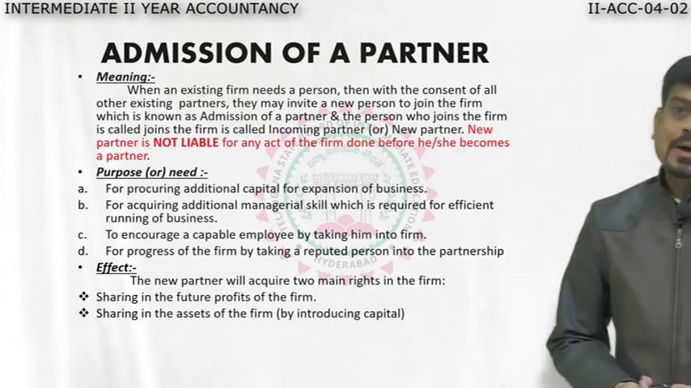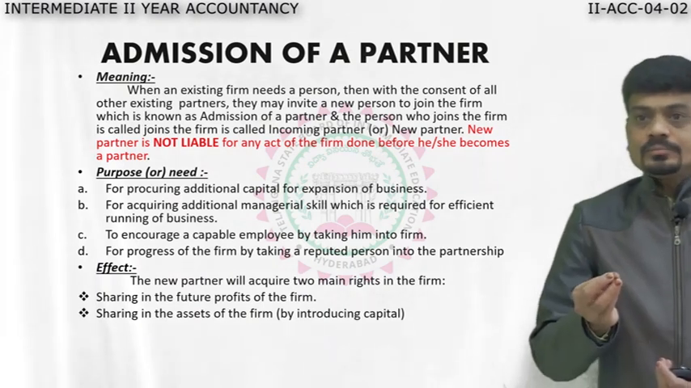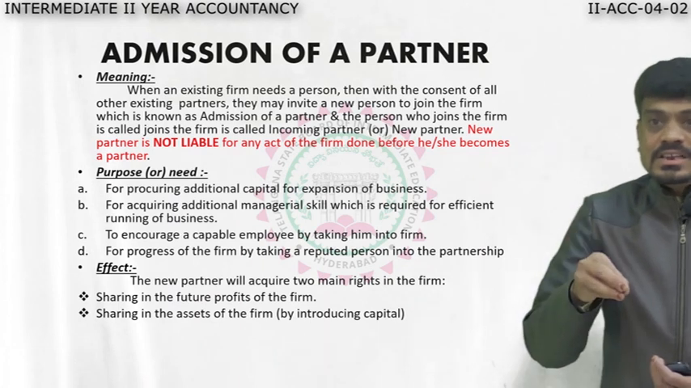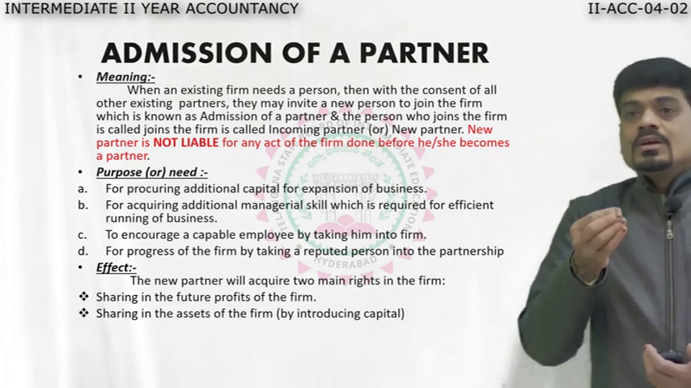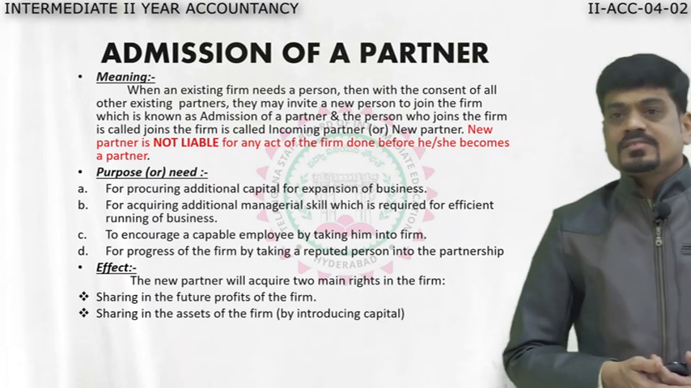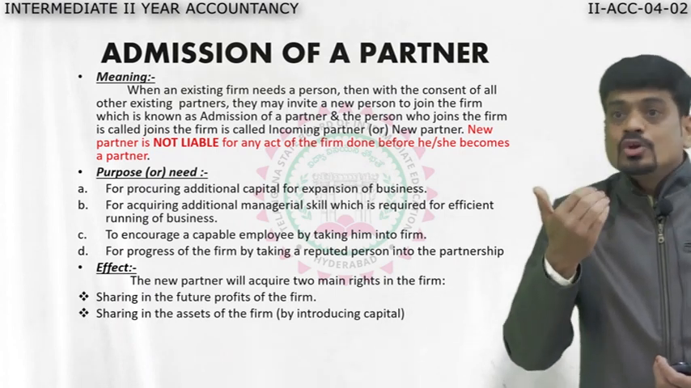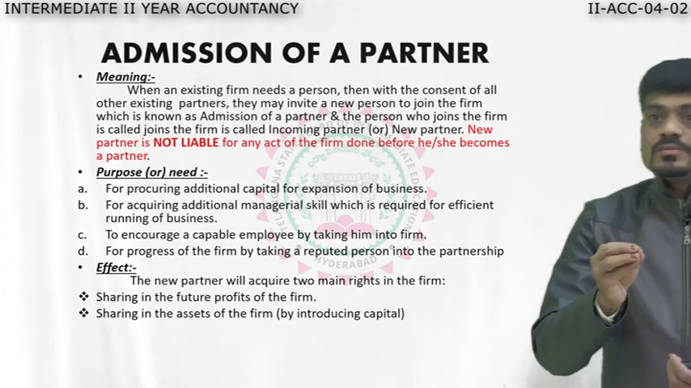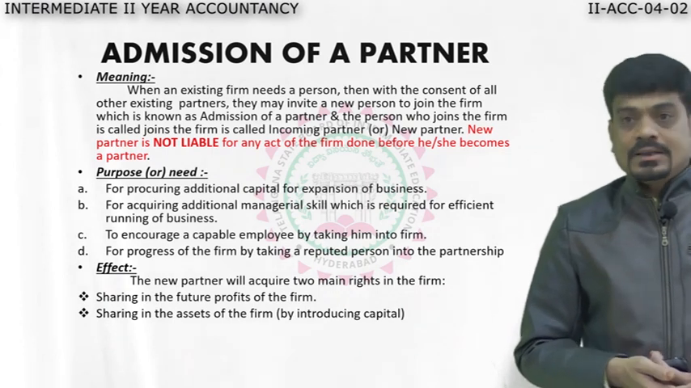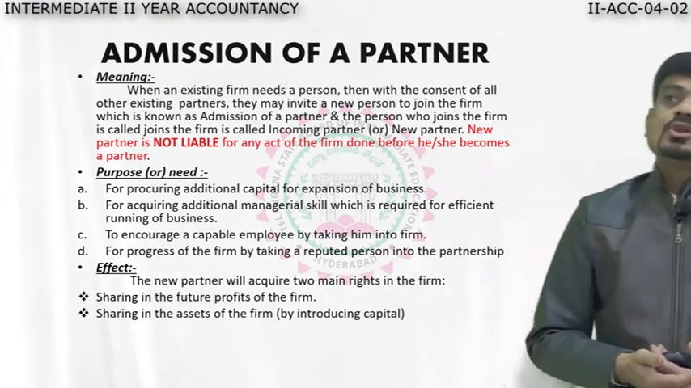Now, admission of a partner. What do we mean by admission of a partner? Nothing but when a partnership firm, in the sense when all the partners, when the firm needs another, new person, then with the consent of all the existing partners, they can invite a person to join the firm. That person, whoever is going to join, is called a new partner or incoming partner. And his coming into the firm is called admission of a partner.